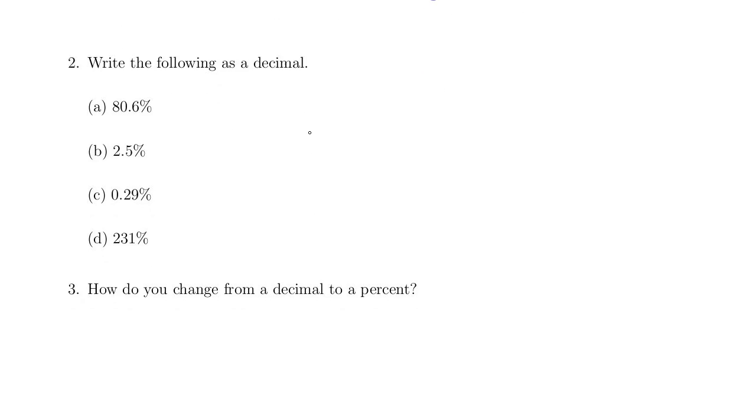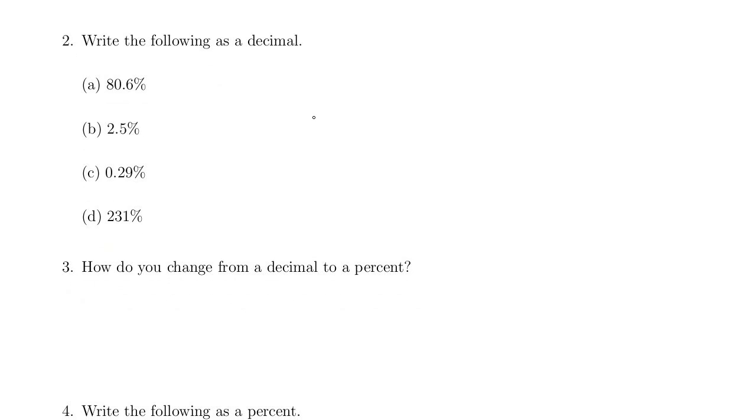So let's see some more examples here. Number 2, it says write the following as a decimal. Okay, so first of all, part A, we've got 80.6%. Our first step is to remove the percent symbol. So this is going to be 80.6, and then move the decimal two places to the left. So 1, 2. Our new decimal is going to be right there in front of the 8.